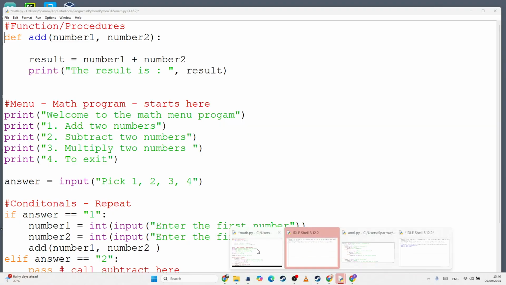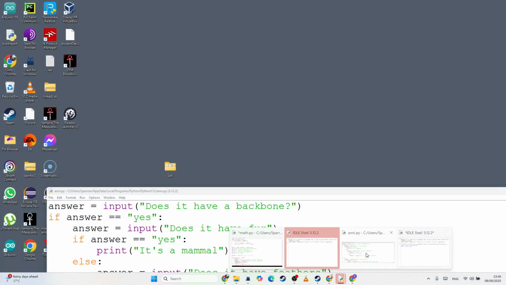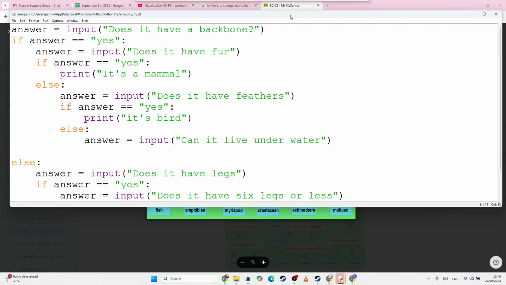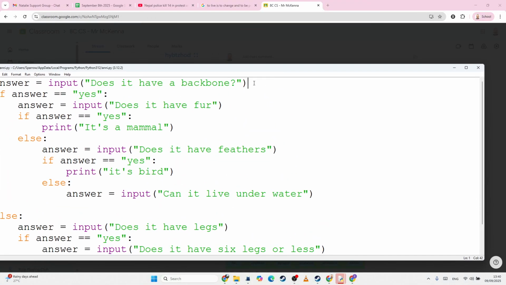So what could I do to fix that? I could add in something here that does dot lower brackets. And that will change whatever they input into lowercase. So if they type capital yes or they type small yes, it's not going to make a difference. And I could put that onto all of my inputs.